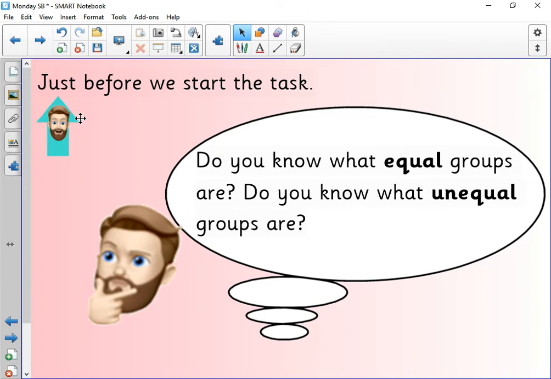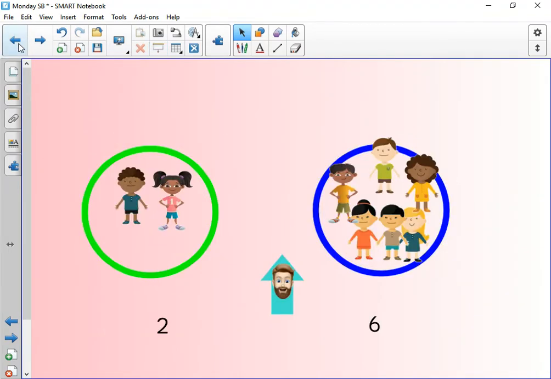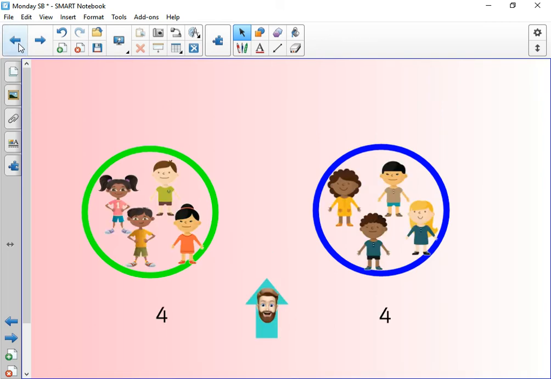Just before we start the task, have a think. Do you know what equal groups are? Do you know what unequal groups are? Have a chat with your grown-up at home. And remember, this was the unequal group. This was the equal groups.